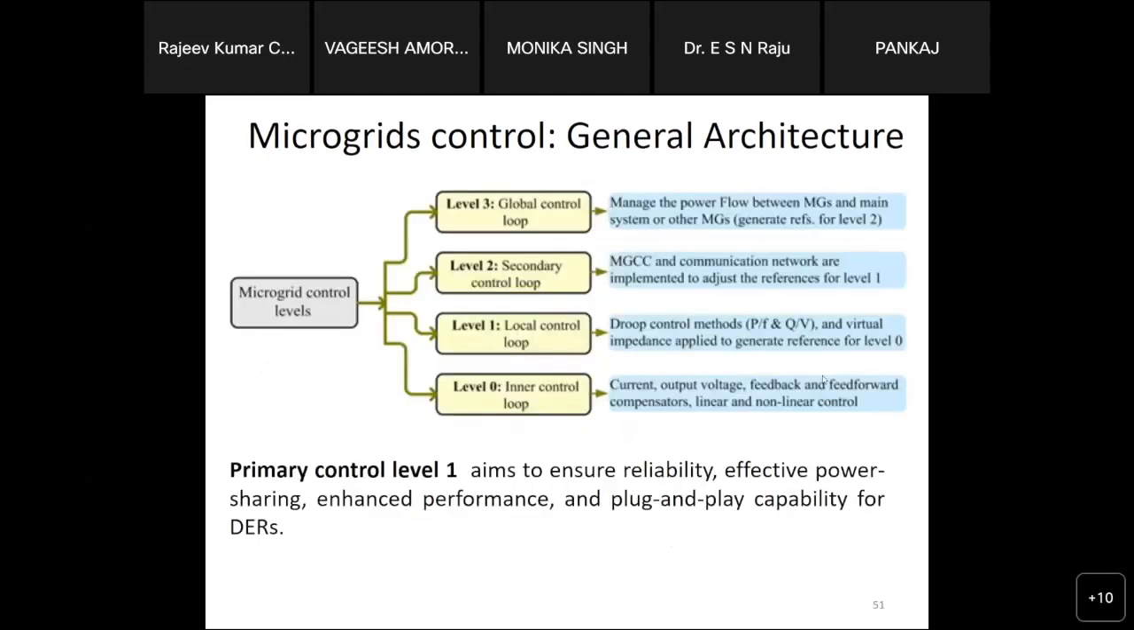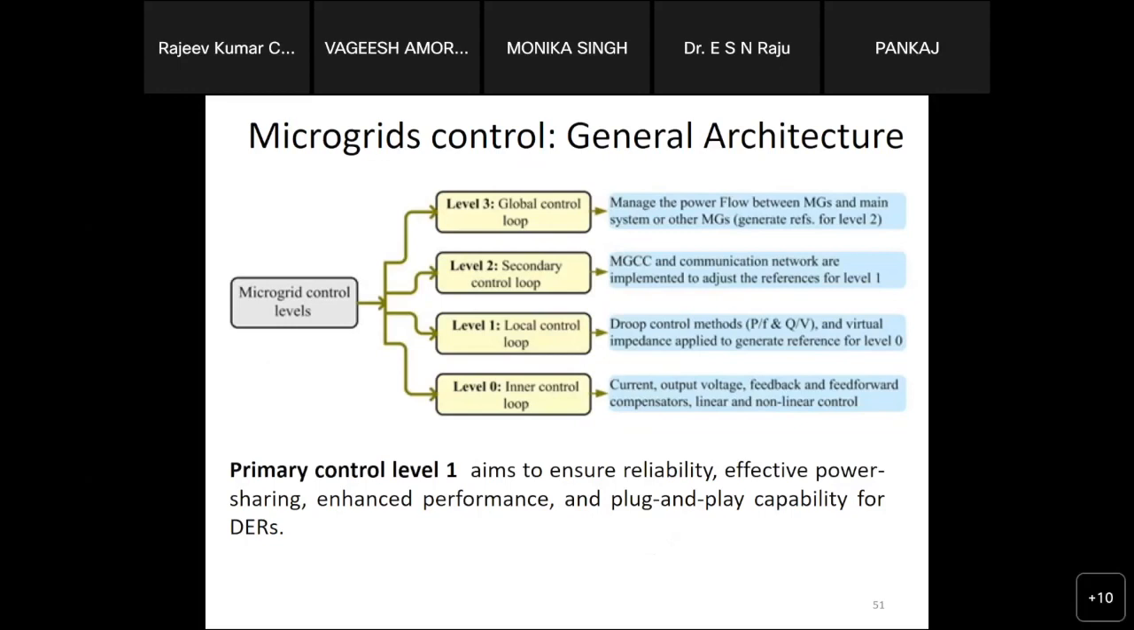Here I am giving the microgrid control one by one. There are 4 levels: level 0, level 1, level 2, level 3. Level 0 comes under the inner control loop. That involves the current control, output voltage control, feedback or feed forward compensators. That includes the linear and non-linear control techniques.